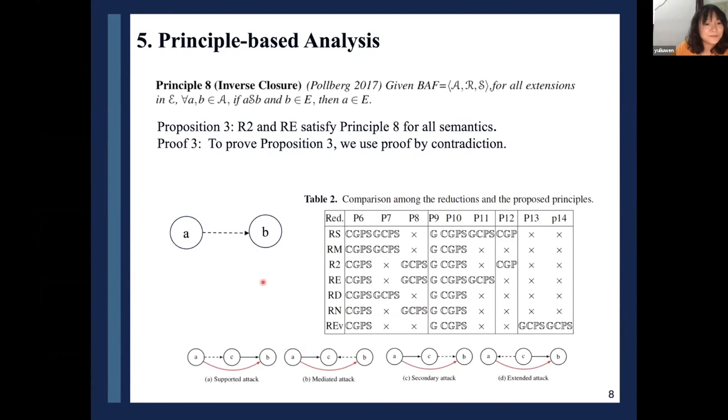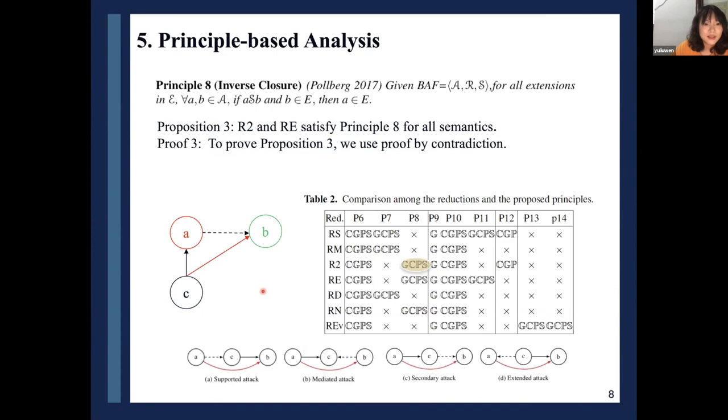That means there exists an argument C that attacks A, but there is no argument D that attacks C to defend A. And also, remember that here the interpretation of the support is necessary. So we have C secondary attacks B. But again, we don't have an argument D to defend B. So E is not admissible. There is a contradiction between E being not admissible and E being complete. So here we use the proof to prove it for R2 and principle 8, and here we fill the space with GCPS.